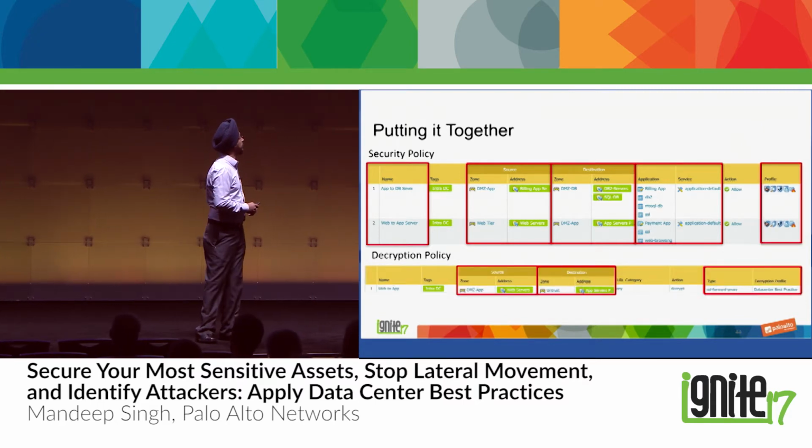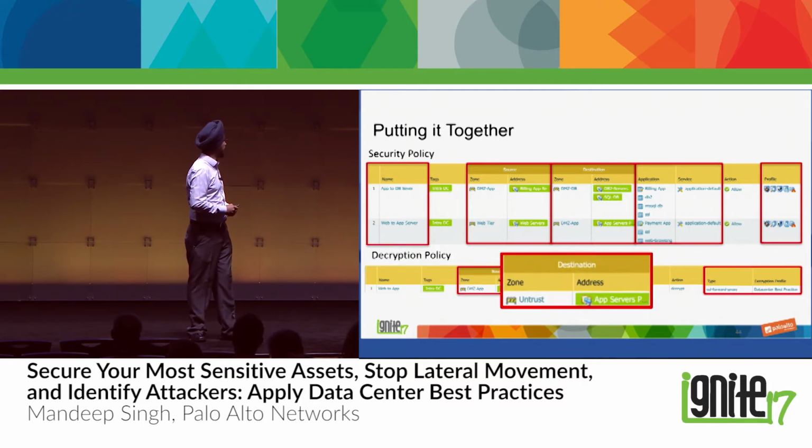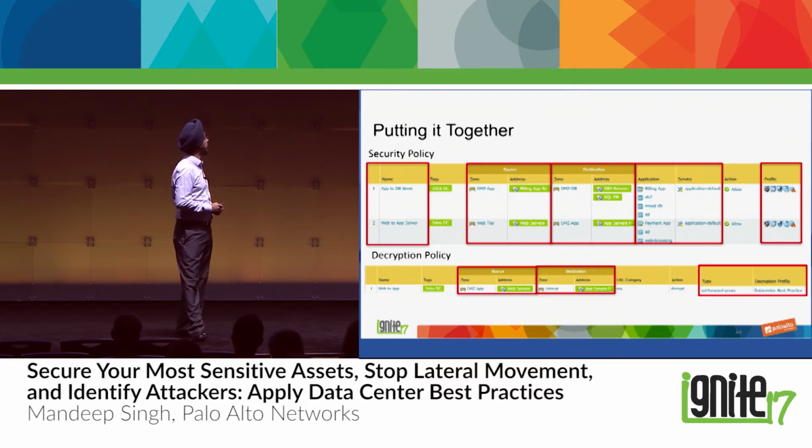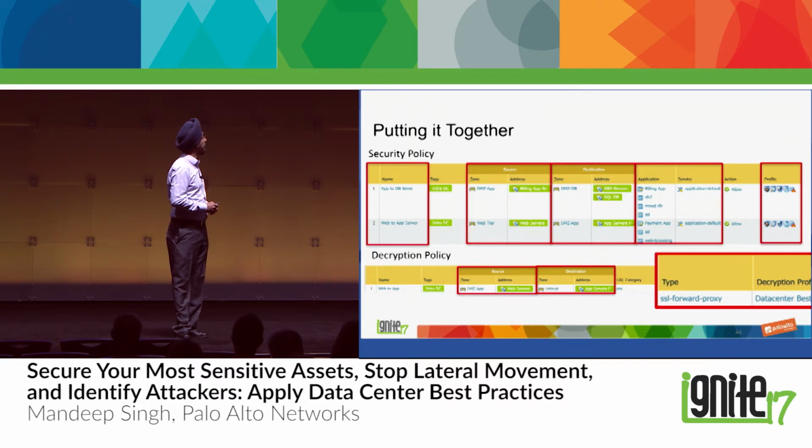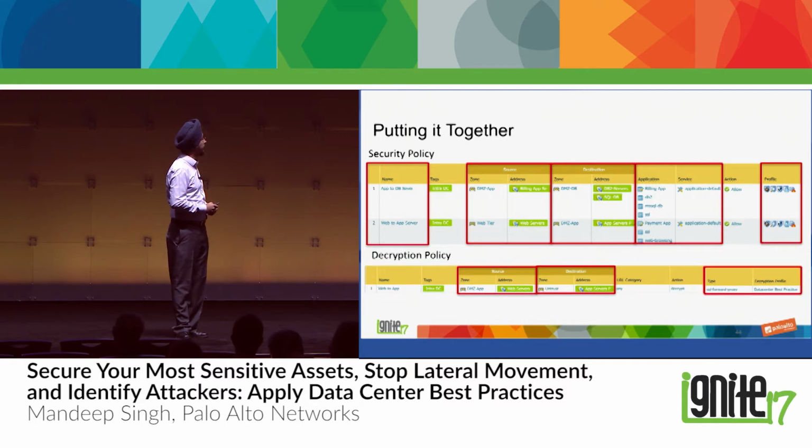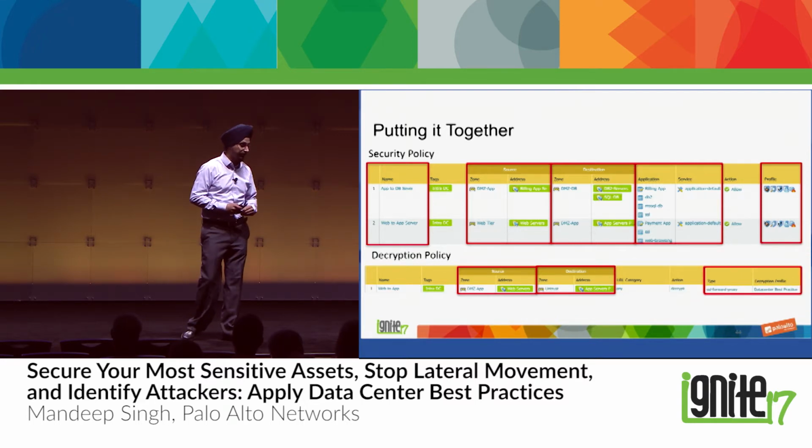This is how the decryption policy will look. So it's a fairly narrow policy where you're using source and destination controls again. And you're doing forward proxy decryption using the data center best practice decryption profile.